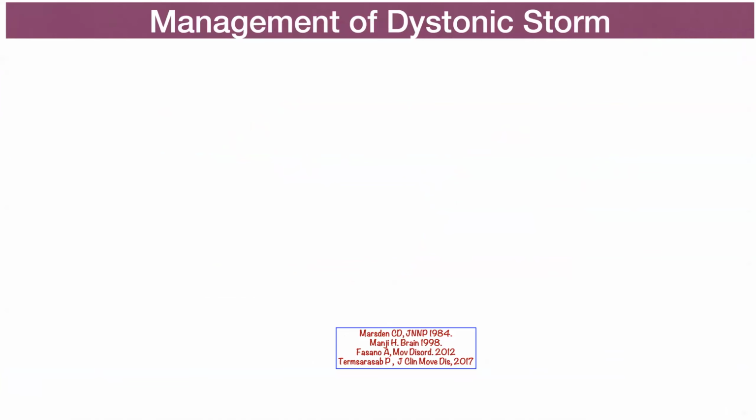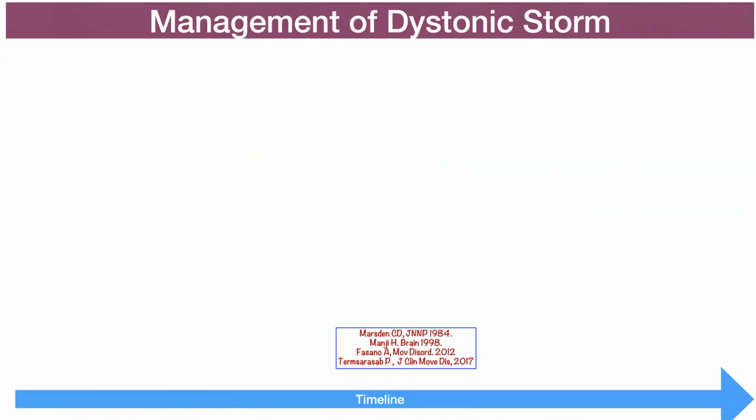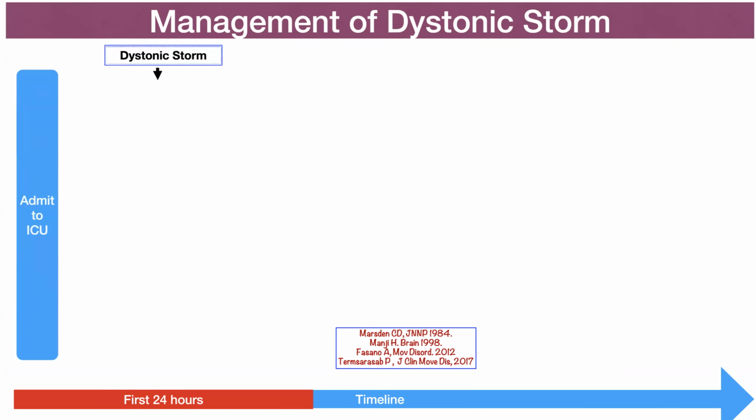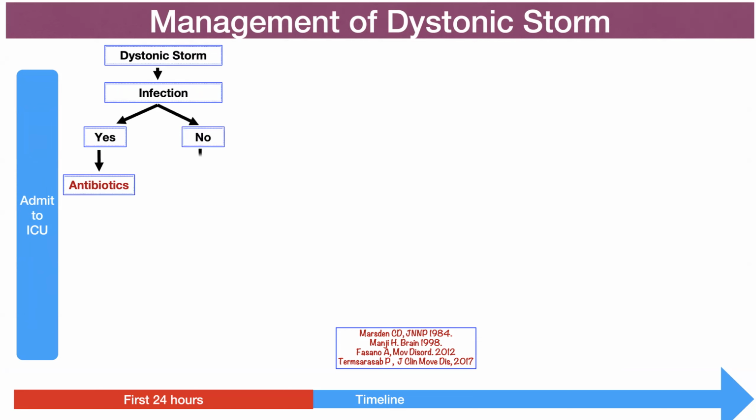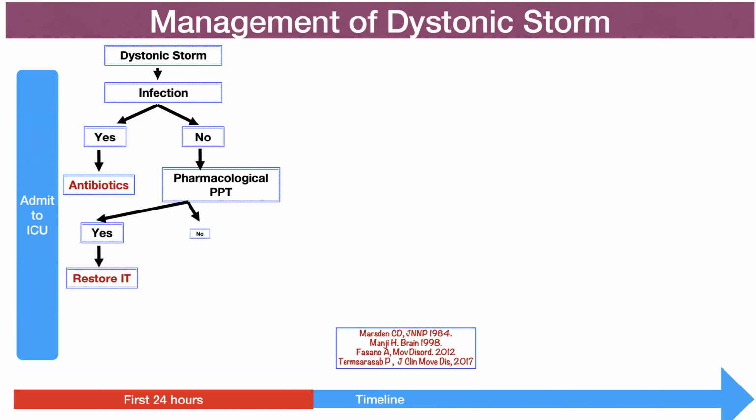So when you suspect a dystonic storm, how does it have to be managed? There are two important components when you see a dystonic storm: the first 24 hours, and the subsequent week or weeks, and how you manage it. Critical is, when you suspect a dystonic storm, admit to ICU and work up for infections.